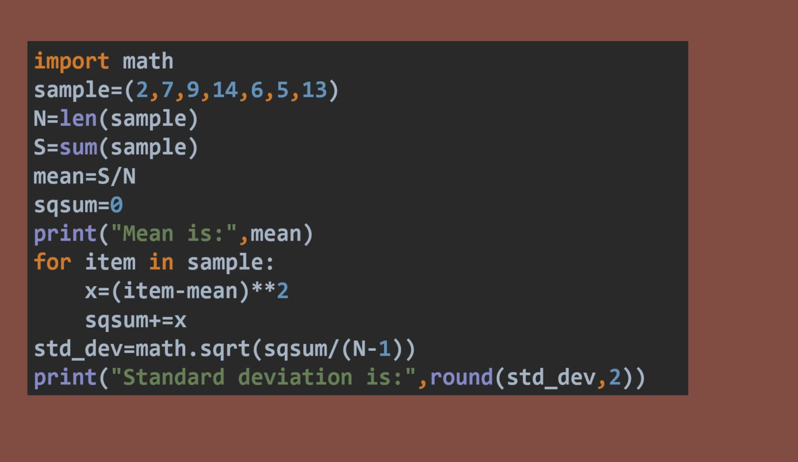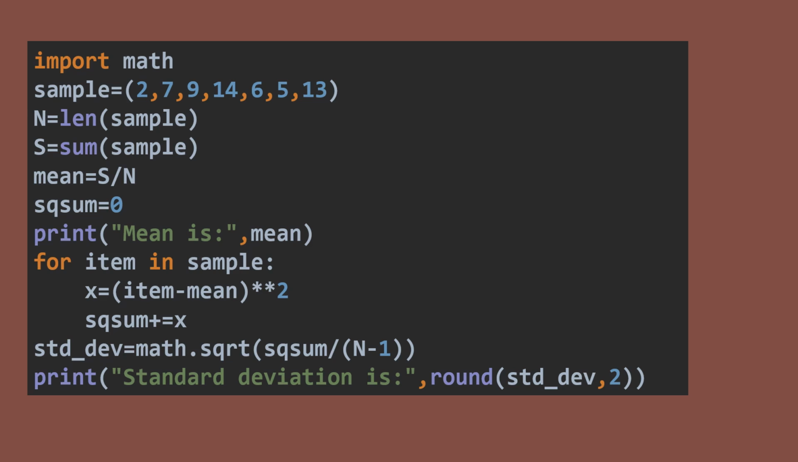Now we have to find out the difference between each number of this tuple and the mean. So we have to take a for loop: for item in sample, x is equal to (item minus mean) to the power 2. Now square_sum plus equal to x. Square_sum is initialized with 0 and it will be added with x each time. So at the end of this loop, you will get the sum of the squares of the differences between each element and the mean. Now after that, you have to take the square root of that square_sum divided by n minus 1.